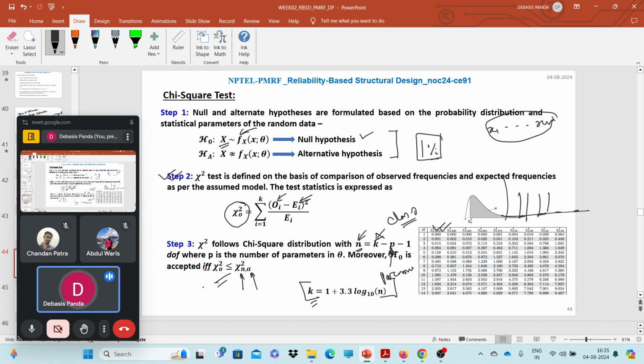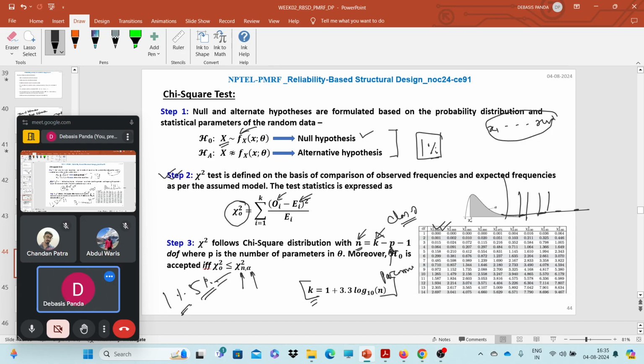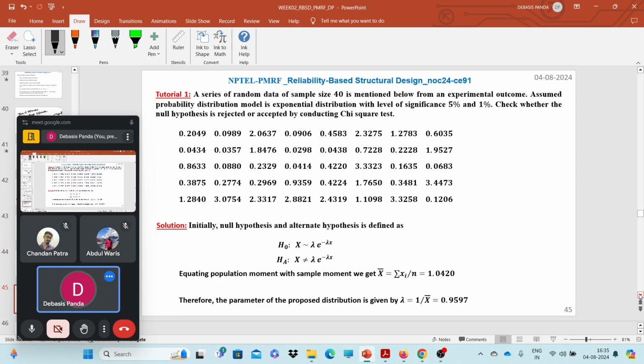Generally, we test the chi-square values for the 1% and 5% significance levels. If both the 1% and 5% values are satisfied with the hypothesis, then we say that our data particularly follows the distribution we have considered. Okay, now let's quickly solve one problem, then it will get more clear.